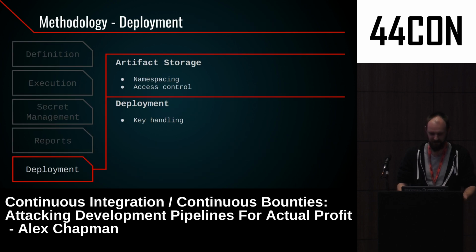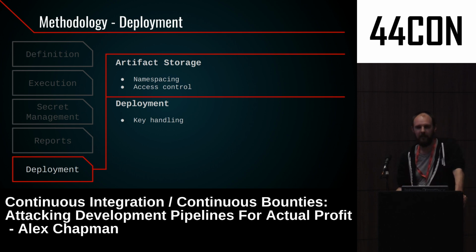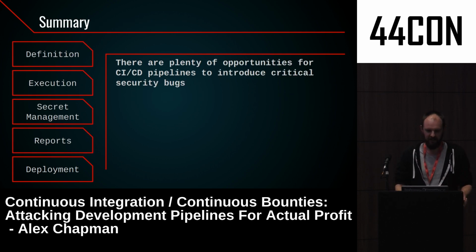And finally, the last stage we're going to be looking at is deployment. How are artifacts stored? Where are they stored? Are they namespaced correctly? Are you allowed to place artifacts into different namespaces? And are they access controlled? More often than not, from a CI/CD pipeline, you can access all of the artifacts from within the build instance. And then how are builds actually deployed? How are the keys for a build managed? I don't have any examples of that, and I am running out of time.